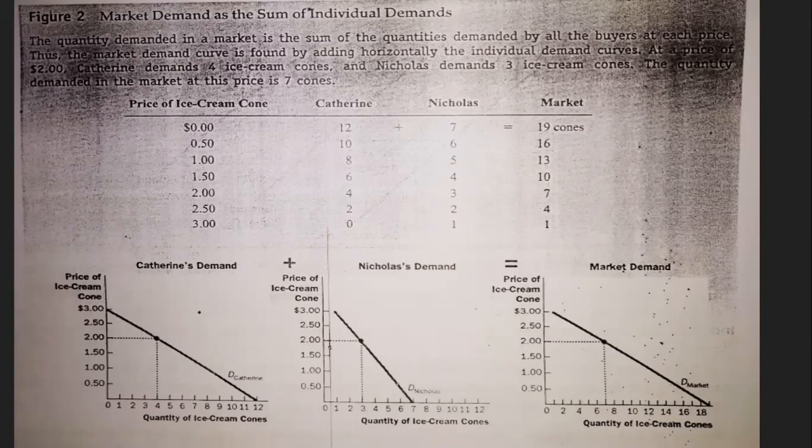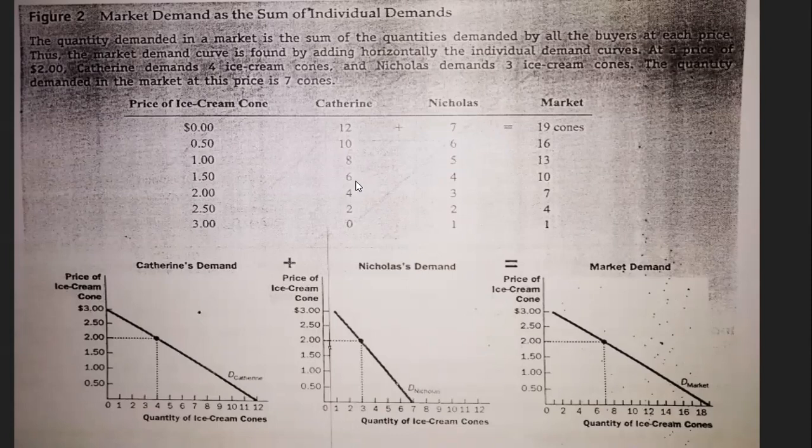Here, we will be summing up the demand of Catherine's and Nicholas's businesses at the same price level. At $0, Catherine demanded 12 cones and Nicholas demanded 7 cones. To find out market demand, we add them up: 12 plus 7 is 19. So at $0, the market demanded 19 cones. Similarly, we can find that at 50 cents, the market demanded 16 cones. At $1, the market demanded 13 cones. At $1.50, the market demanded 10 cones, and so on.